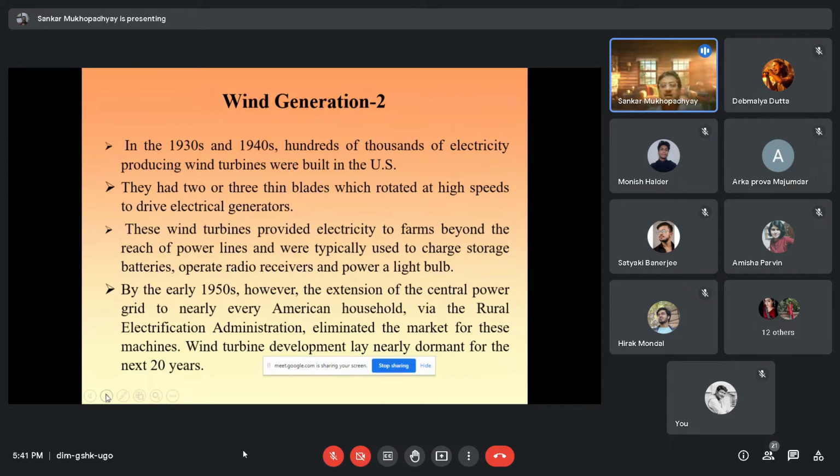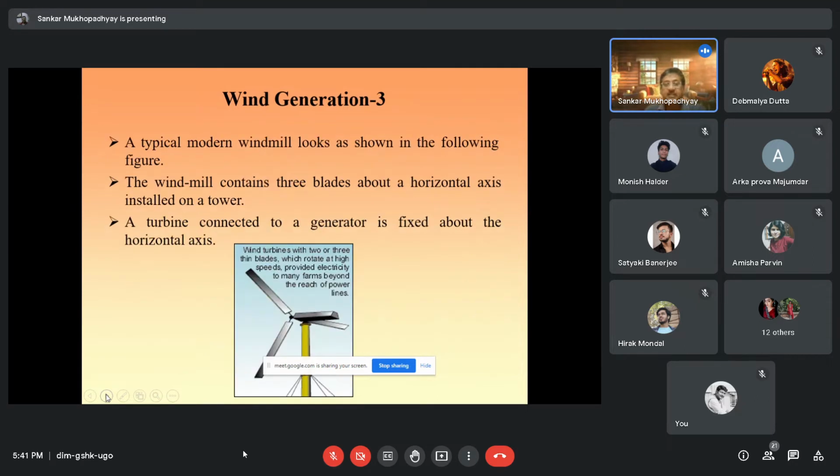In an American household, the Rural Electrification Administration eliminated the market of those machines. When the central grid was formed, these wind turbines were connected to the primary network, and there was less necessity of such wind turbines because that quantum of distributed generation was not needed. Wind turbine development lay nearly dormant for the next 20 years. So, wind turbines were not that important.